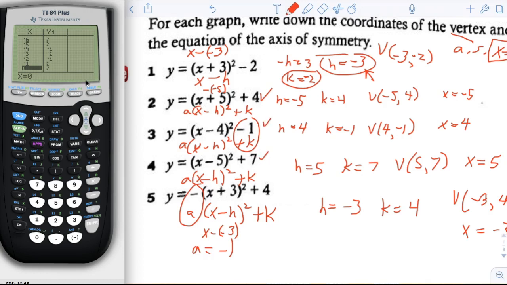K equals 7, yes. K equals 4, yes. Okay, the rest of them look okay. But do you see how you could use the calculator to do that? There's one other way. Let's say that for some reason you're unable to locate this unique point here.